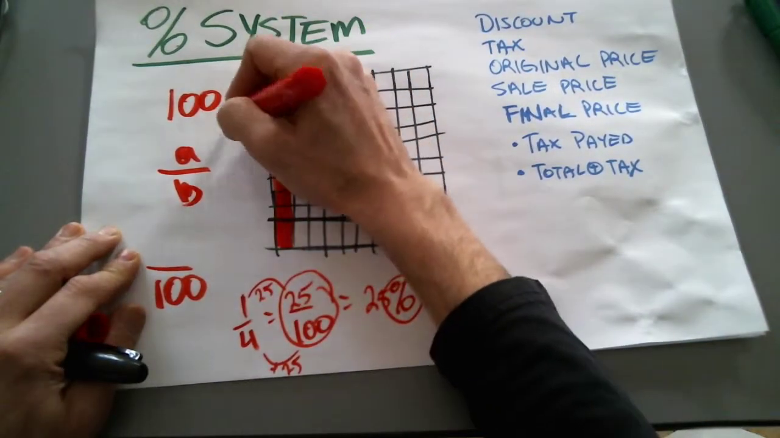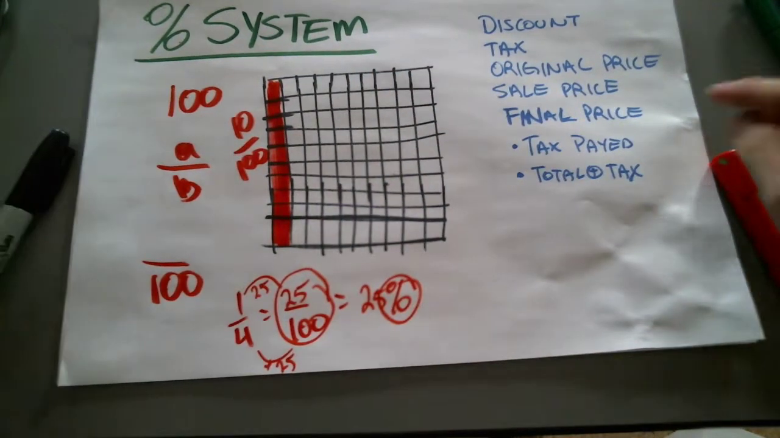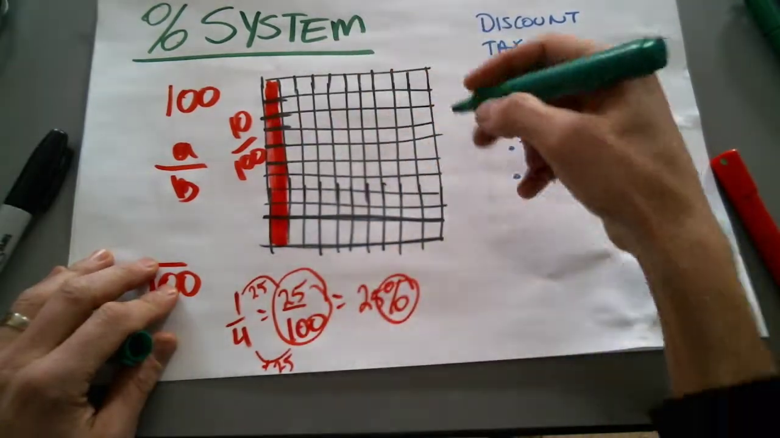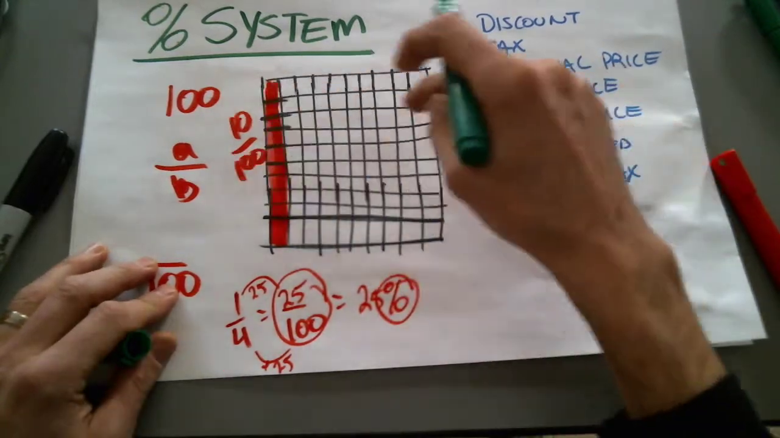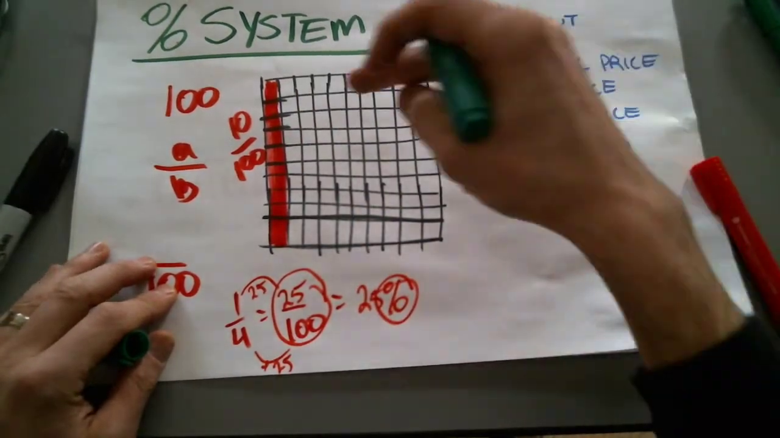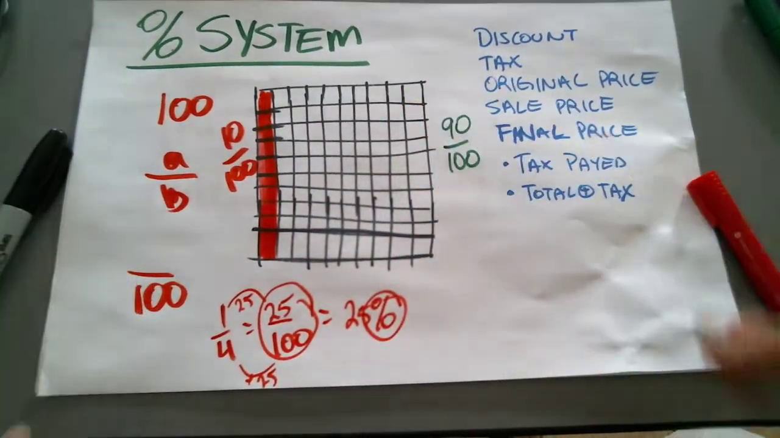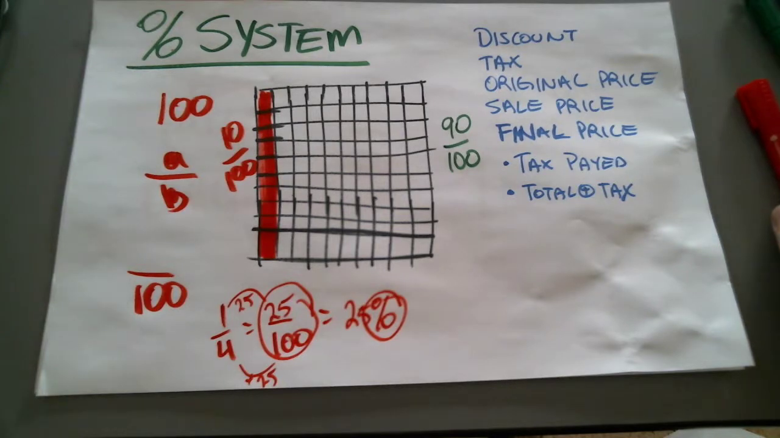Let's go back to this. So if I take out 10 out of 100 on that side, what am I left with? How many squares are white now? I get 90 out of 100. This concept, can you find out if I take this many out, how much is left? Super important when we get to dealing with tax and discounts.